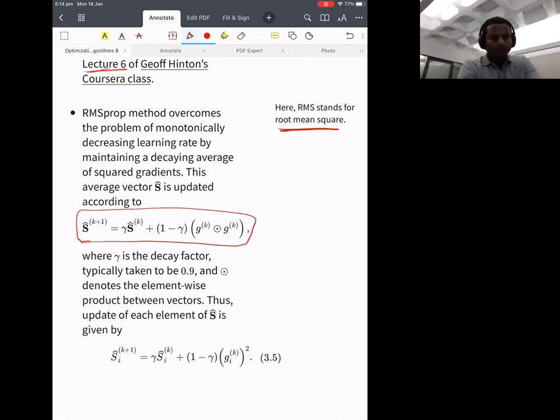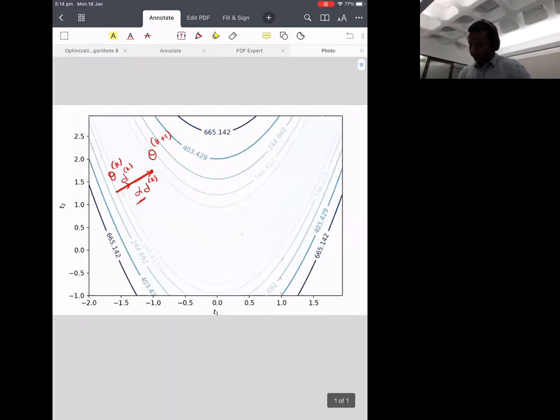Okay, there is a question. What do you mean by certain weights being updated more and less frequently? Okay. Let's look at the figure.